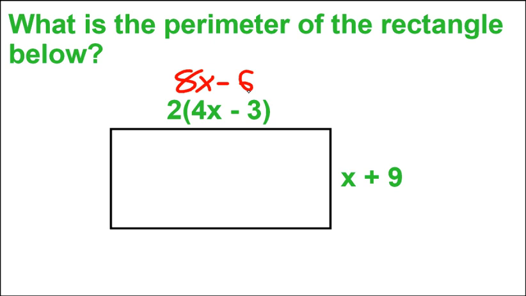The other thing we got to do is remember it's a rectangle. Or I guess it could be a square or whatever. This one's a rectangle. That means the opposite sides are the same. So if the top is 8x minus 6, bottom's 8x minus 6. If the right side was x plus 9, that means left side also is x plus 9. So now we combine our like terms.